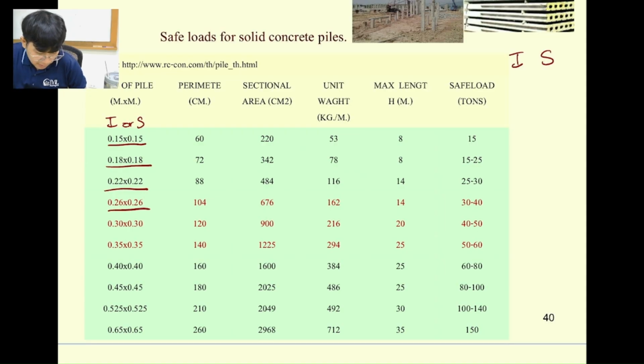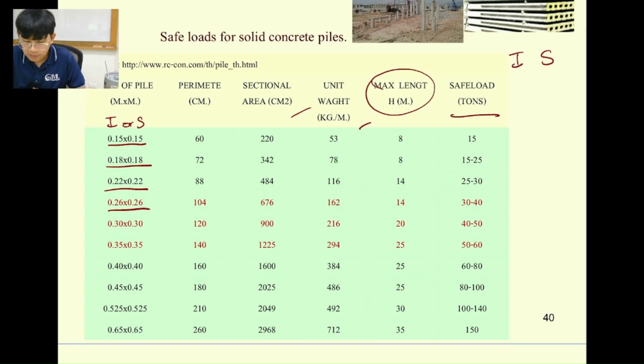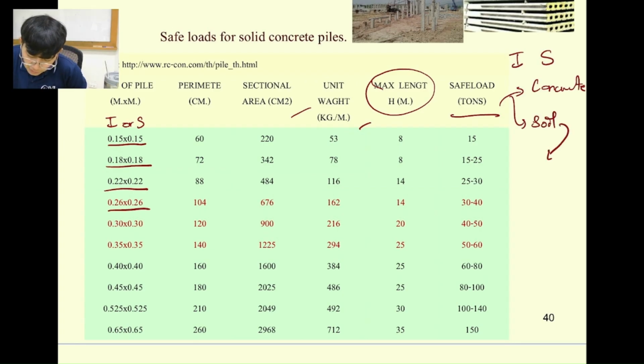And then we have the perimeters, sectional area, unit weight, the maximum length over here, and the safe load. Safe load is going to divide into two parts: one is from the concrete, one is from the soil. This one you're going to learn in the foundation course.